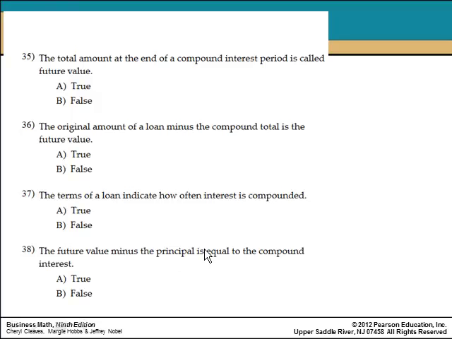Total amount at the end of the compound interest period is called the future value. That's true. The original amount of the loan minus the compound total is the interest. The terms of the loan indicate how often interest is compounded, and the future value minus the principal is equal to the compound interest. That's true.